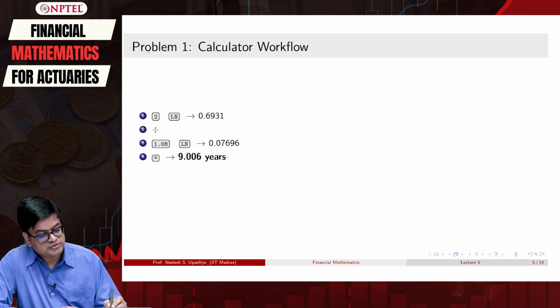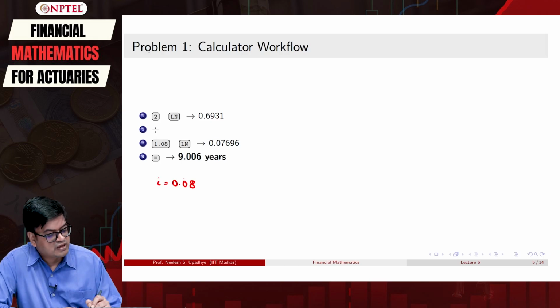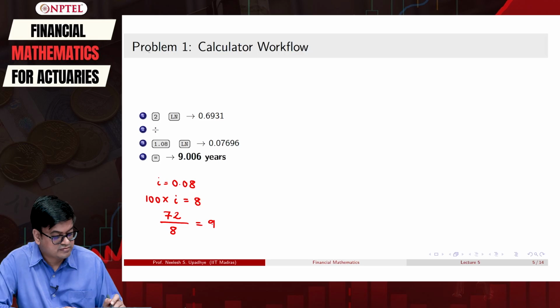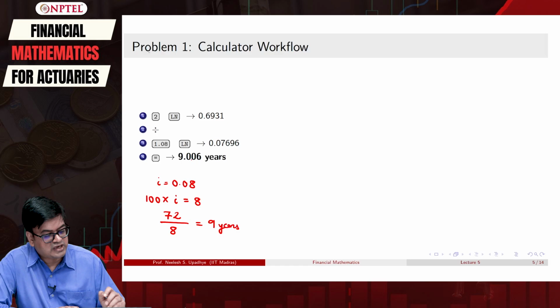So you have to use the rule of 72. What is the rule of 72? Whatever the interest rate i is, in my case it was 8%. I multiply this interest rate by 100, so 8 by 100 into 100 becomes 8. I divide 72 by this number, which is 8. 8 nines are 72, so 9. So 9 years is the approximate answer, and my answer is very close to that number.